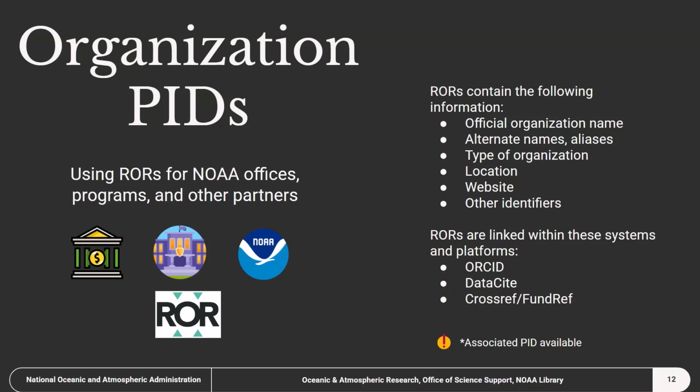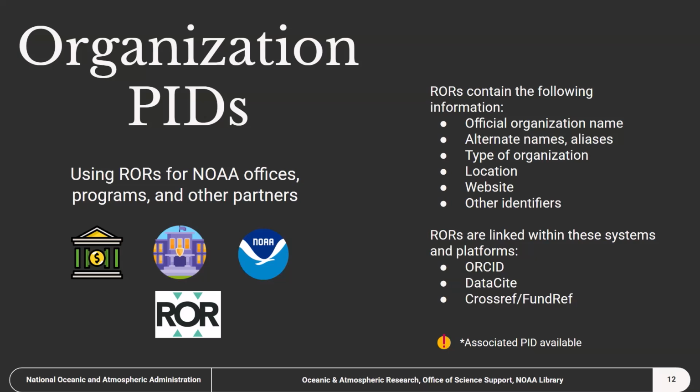So obviously we are a government entity. The location, that's always going to be the headquarters that's included. So technically for NOAA's, it's Washington, D.C., website, and then any other identifiers. So there are other types of organizational PIDs. They are not as widely used as ROAR, but you can include those into the ROAR metadata.